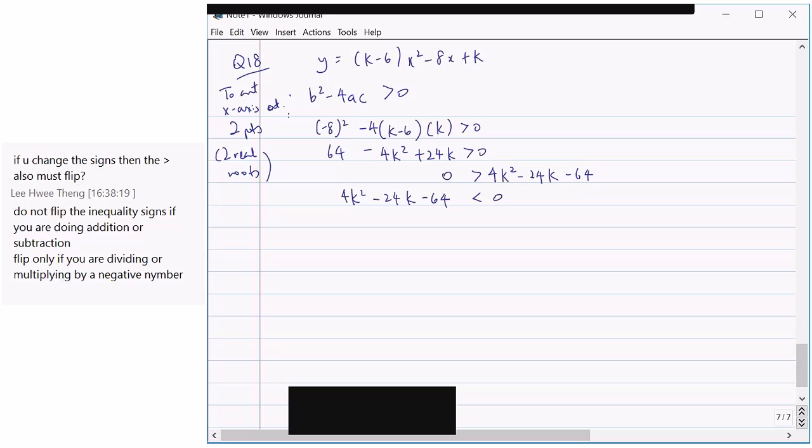So in this case, when I bring the 4k squared over, it becomes positive 4k squared. I'm doing an addition. When I bring the 24k, I'm doing a subtraction. When I bring 64 over, I'm doing a minus 64. Hence, you see, it's all subtraction, addition. Hence, my inequality sign remains this way. No change. Okay, Edison?